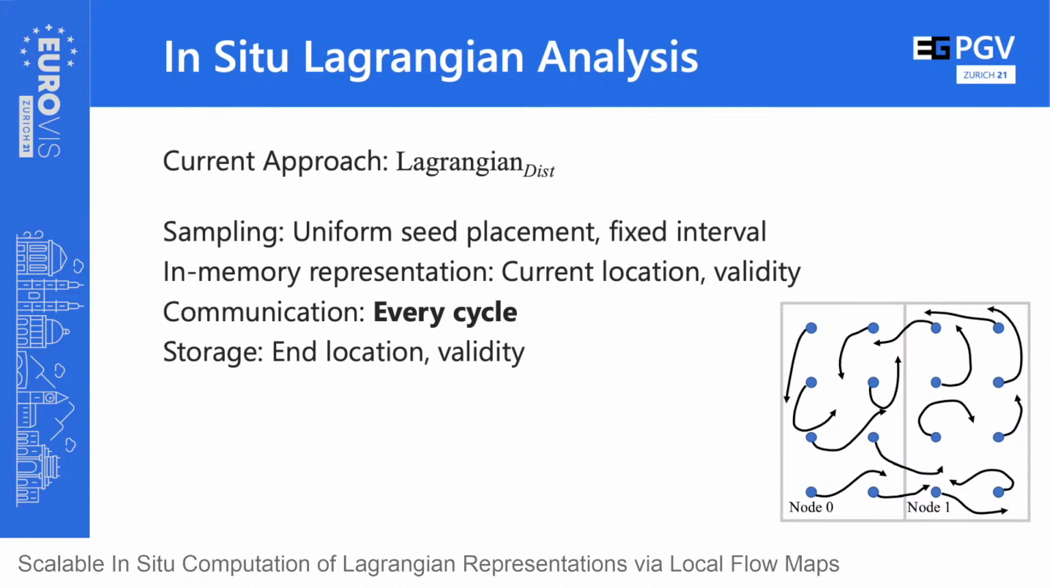As a baseline, we use the most commonly used approach. I will refer to this as Lagrangian distributed. Here, sampling is performed using a uniform seed placement and a fixed interval. We only store the current location and validity of each particle in memory. We require communication between ranks every cycle to determine if a particle exchange is required or not. And lastly, we store only the end location and validity for each particle.